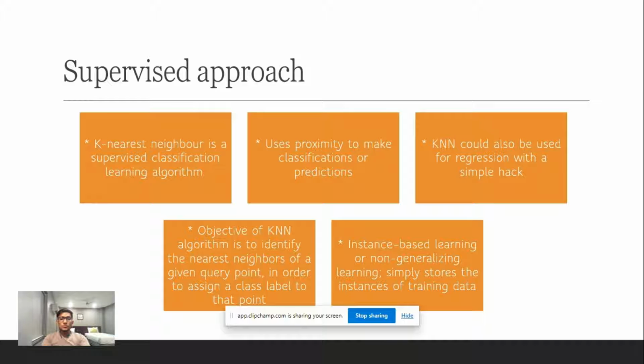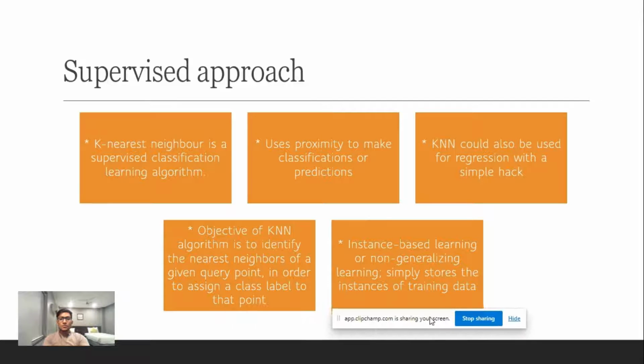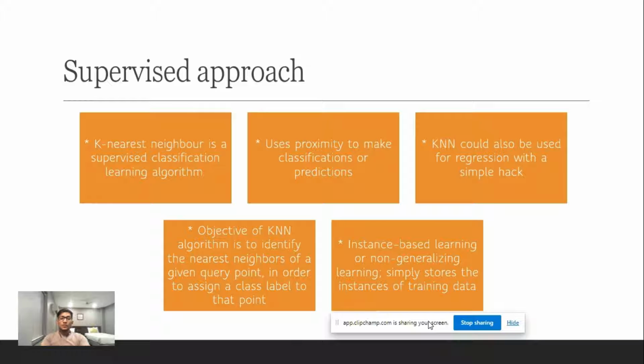K-nearest neighbor is primarily used as a classification algorithm, but with a simple hack it could also be used for regression. We'll see later in the slides how that would work. What K-nearest neighbor does is use proximity to make classifications or predictions. By proximity, we mean the closeness or the distance. KNN could also be used for regression. The objective of the KNN algorithm is to identify the nearest neighbors of a given query point in order to assign a class label to that point.